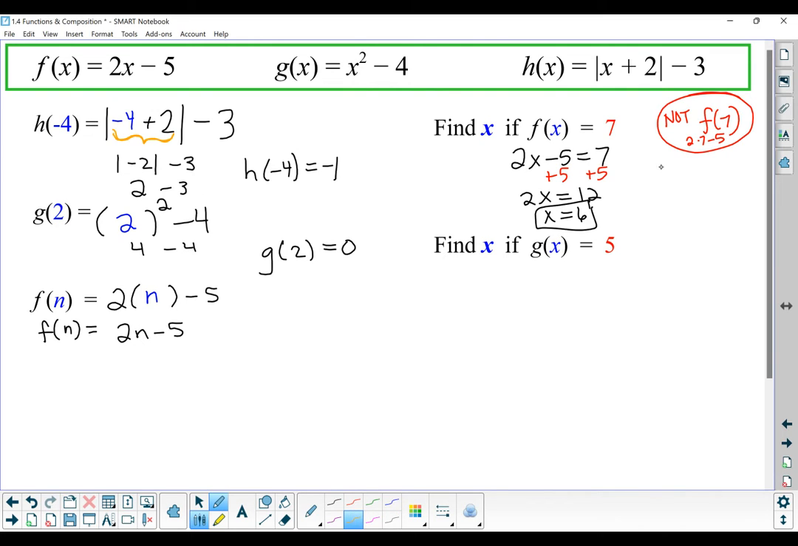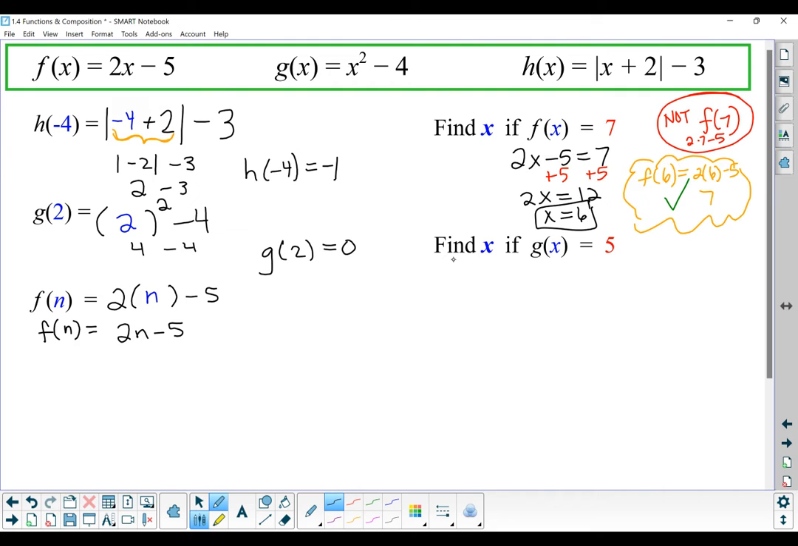If you wanted to check your answer, you of course could just think about, is f of 6 equal to 7? Well, f of 6 is 2 times 6 subtract 5. That's 12 minus 5, and that is in fact 7. So it worked. So you can always mentally or in writing check your answer.